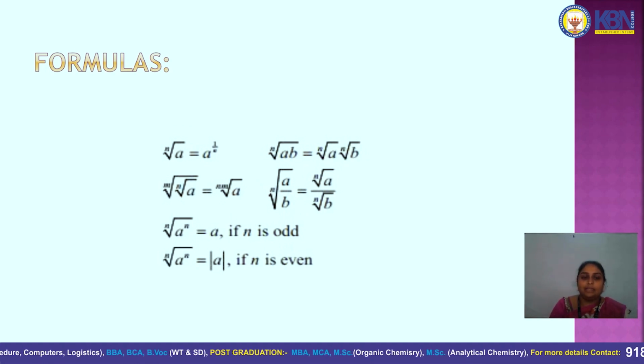And another one is nth root of a power n, which is equal to a if n is odd. If n is even, then the result should always be positive. That is, nth root of a power n is equal to mod a if n is even. These are the basic formulas which we use in this section. By using these formulas, now we are going to solve the problems in this unit.